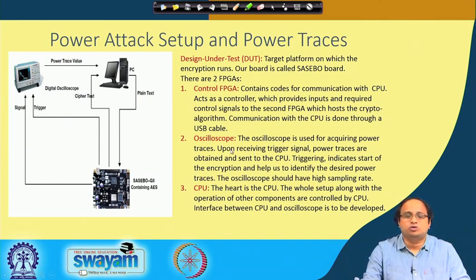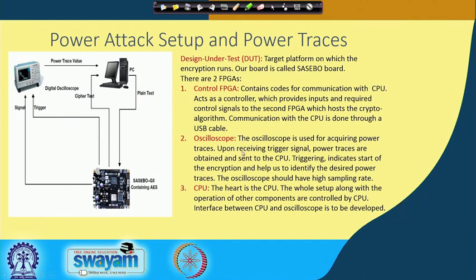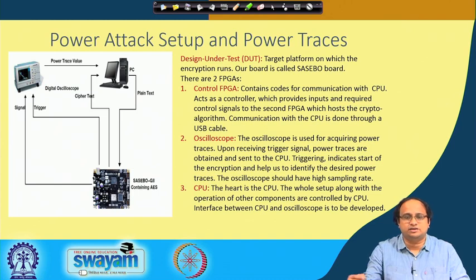The other important component in this setup is the oscilloscope. The oscilloscope is typically used for acquiring power traces or electromagnetic traces or any other side channel traces that we are interested in. There is a trigger signal which the design generates after every encryption. Upon receiving this trigger signal, power traces are obtained and sent to the CPU.